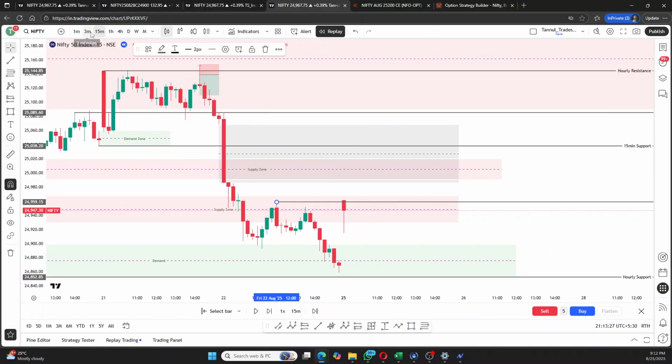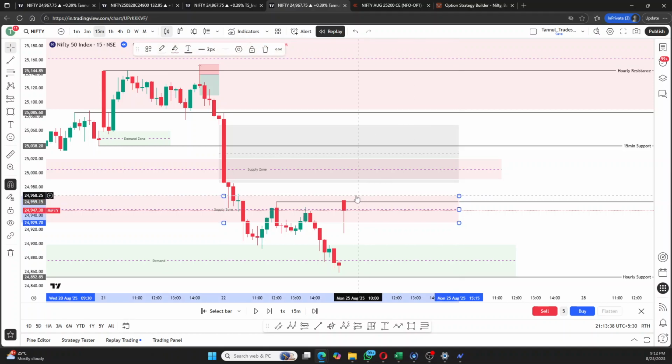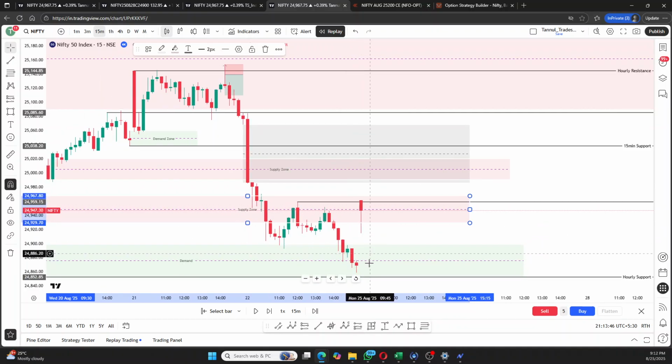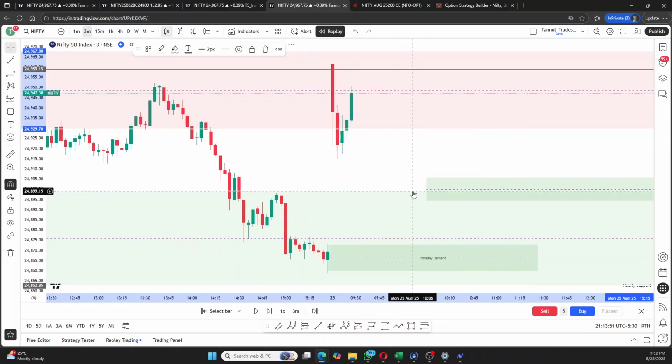Now let me come to my smaller time frame. This supply zone is not yet violated. We have to see if this supply zone holds the price within itself and pushes the price down. We'll also have to see if the demand zone acts proactively and pushes the price up. Let's come into our working time frame, which is 3 minutes.